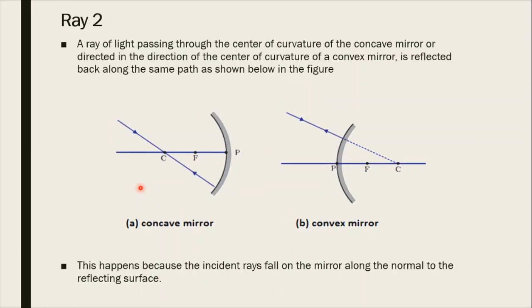Ray number 2. The second ray that we can consider is the ray of light passing through the center of curvature of the concave mirror or directed in the direction of the center of curvature of a convex mirror, and it is reflected back along the same path as shown below. Now this happens because the incident ray that falls on the mirror lies along the normal to the reflecting surface. Moving on to the third ray.